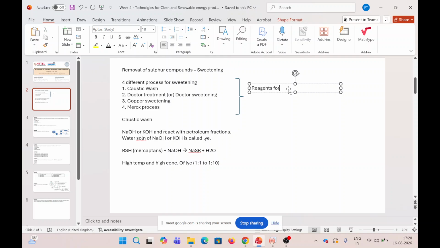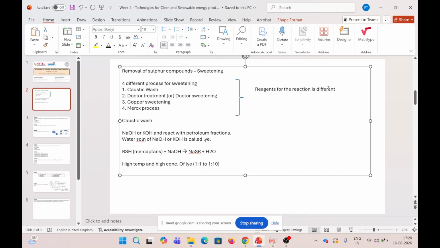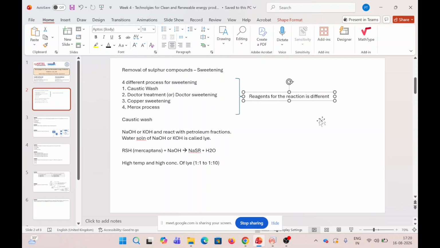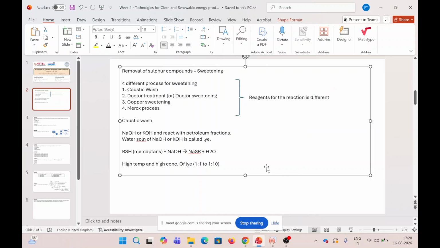Reagents for the reaction is different. So it's just that the reagent that you use for this reaction purpose or for the sweetening purpose is going to be different. However, in all these four cases, the main goal is the same, removal of sulfur from the petroleum fractions. So in case of caustic wash, you use sodium hydroxide or potassium hydroxide, which is called as lye.